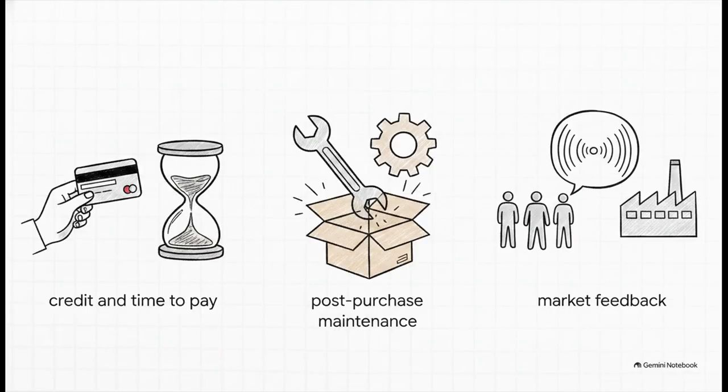Finally, they perform facilitating functions. These are the things that smooth out the entire process for both the buyer and the seller. We're talking about offering credit or financing so you can buy a product now and pay for it later. It includes essential post-purchase service and maintenance, which is a total game changer for complex products like electronics or cars. And honestly, perhaps most importantly for the manufacturer, middlemen act as a massive conduit for market information, feeding your feedback and changing preferences straight back to the factory floor.